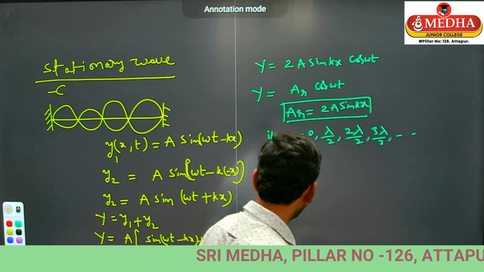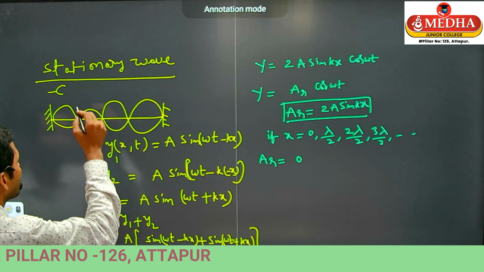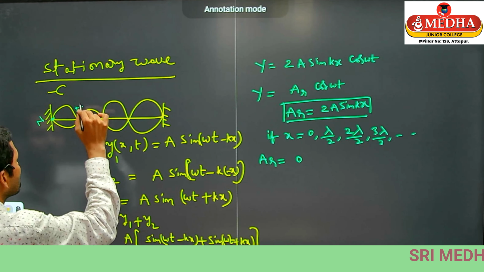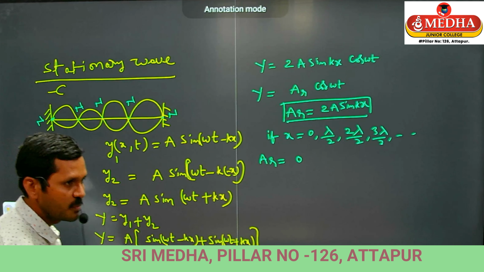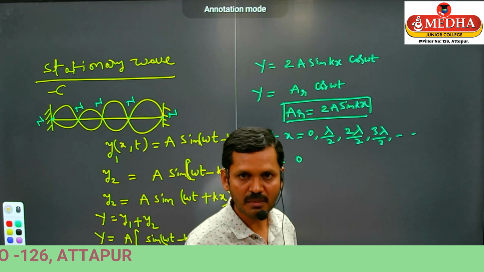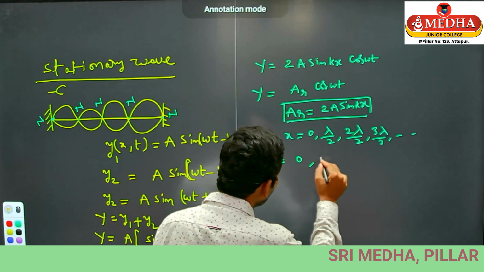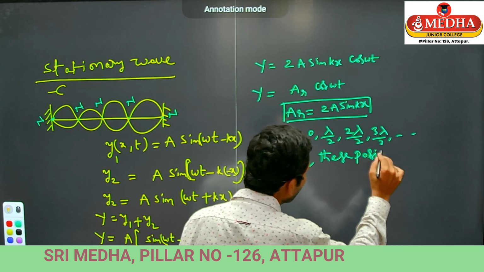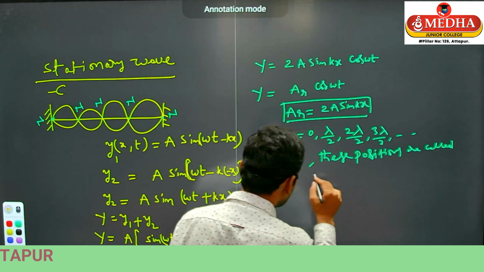So on this wave, all the positions where the resultant amplitude is 0 are called nodes. If you observe this diagram, here the amplitude is 0, that's why this is a node, here also a node, this point and so on, this is also a node. So clearly, on the stationary or standing wave, all positions where the resultant wave displacement is 0 are called nodes. I am writing that here: these positions are called nodes.